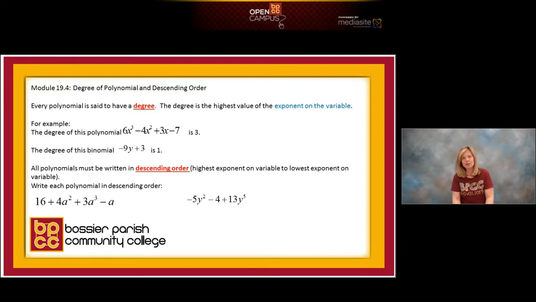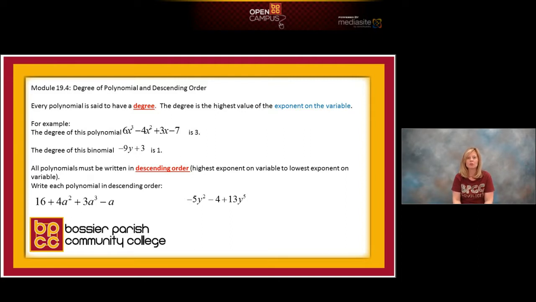So when we're talking about a degree, we're talking about an exponent, and I know you all have knowledge of exponents. They're the little superscripts that are connected to either numbers or variables. When we talk about a degree, we're talking about that exponent, that superscript, that's connected to the variables only. And it's the highest, the biggest one, which we call the degree.